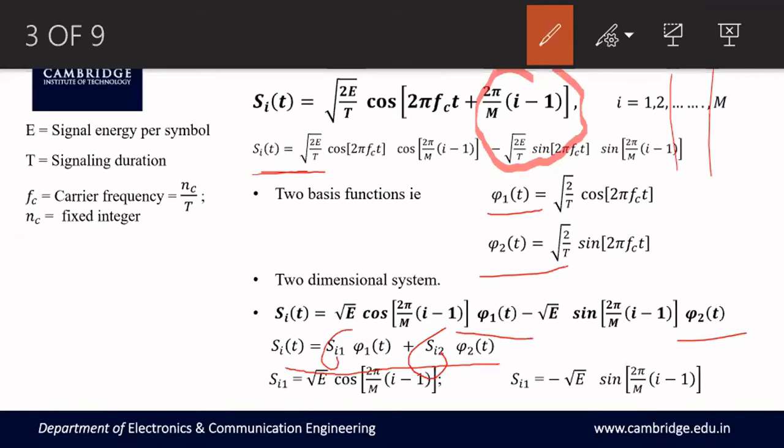Usually in PSK, only one carrier signal is used, which will acquire different phase values. But here, after the mathematical interpretation, we came out with two different basis functions. Both of them have the same frequency and amplitude, but different phase. So this mathematical exercise gives us two basis functions and makes the system two-dimensional, right?